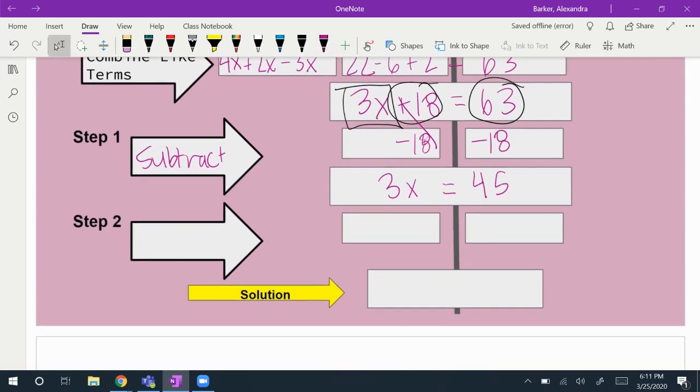Very last thing I need to do, all I have to do is get this 3 away from the x. The way that I do that is I just have to do the opposite of multiplication, which is division. So I'm going to divide by 3 over here to turn that into 1. Whatever I do to one side, I have to do to the other side. So I divide by 3 over here, and I'm left with x equals 45 divided by 3 gives me 15.